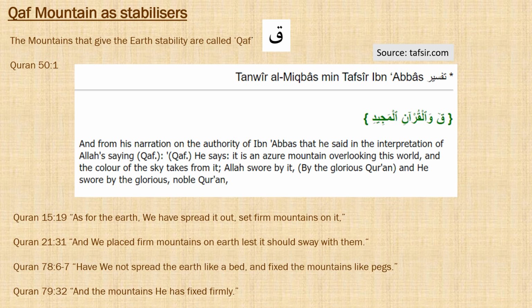due to the movement of the fish beneath it, a movement that can lead to some form of quake or tremble. This is not an idea that is ex nihilo. In fact, the Quran on multiple occasions confirms the purpose of mountains is to give the earth stability. Examples are provided from the following places: Quran 15:19, Quran 21:31, Quran 78:6-7, and Quran 79:32.